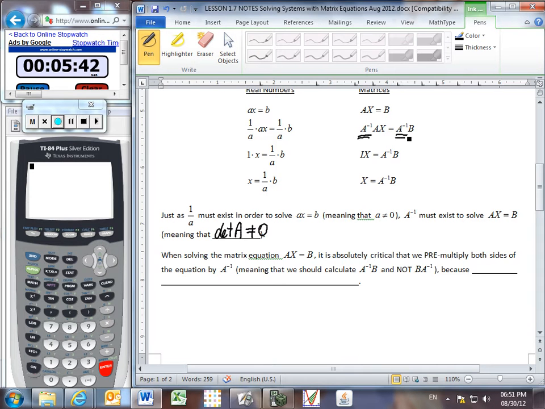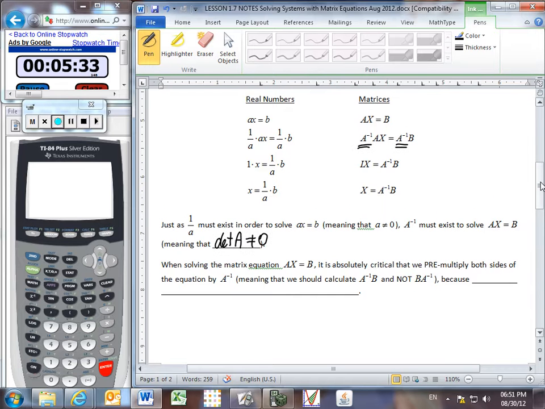That is to say that we should be calculating A inverse times B, not B times A inverse. Now, this is a big difference between real numbers and matrices. With real numbers, I suppose that we could have post-multiplied by 1 over A. I could have put the 1 over A afterwards, and it wouldn't have mattered. But with matrices, it does matter. You do not want to post-multiply by putting an A inverse here. That would be incorrect.